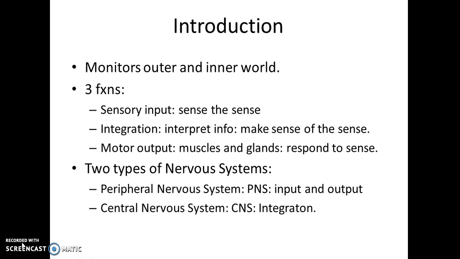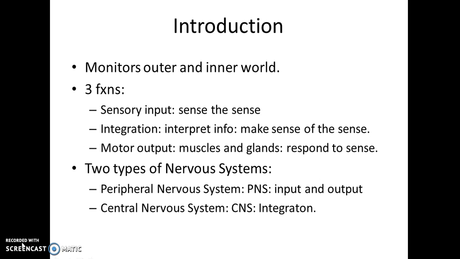So the nervous system monitors both the outer and inner world. There are three functions of the nervous system: sensory input, we sense the sense; integration, we interpret the information, so basically we make sense of the sense; and the motor output, which are your muscles and glands, which respond to the sense. So we sense the sense, make sense of the sense, and respond to the sense.